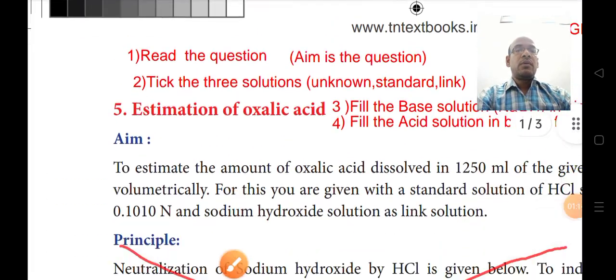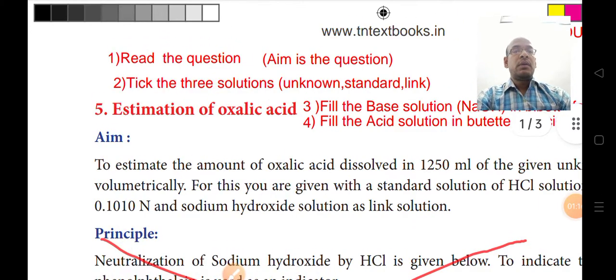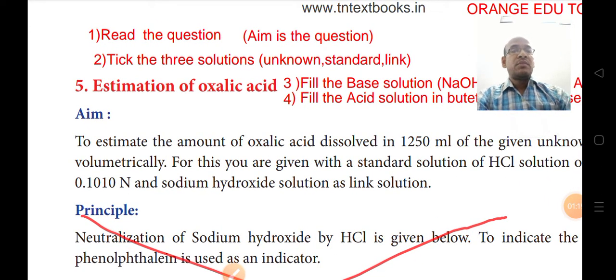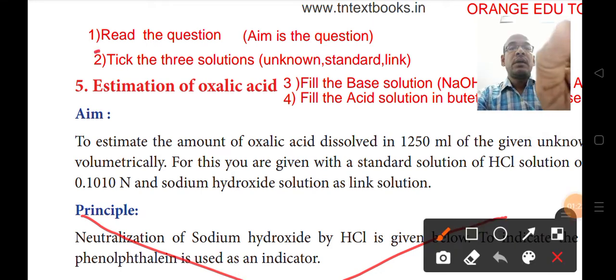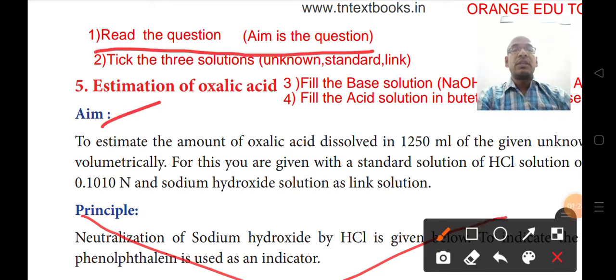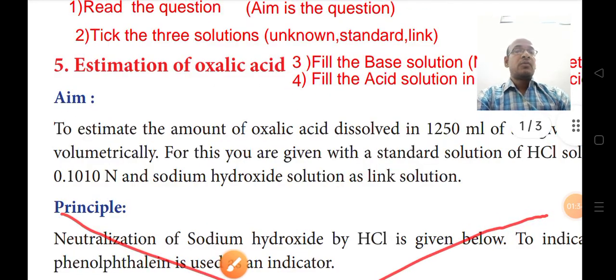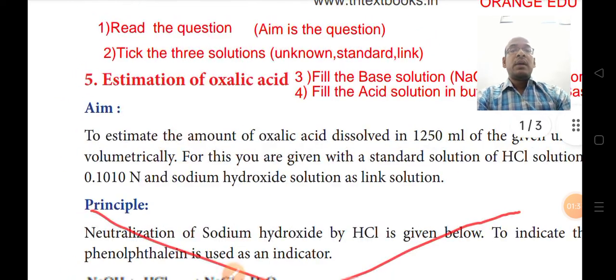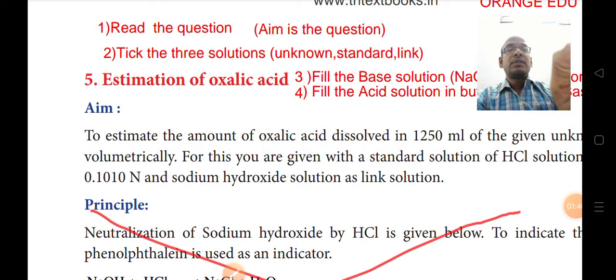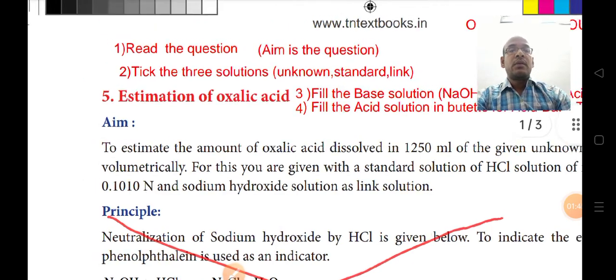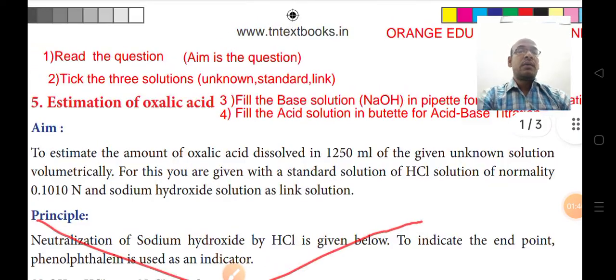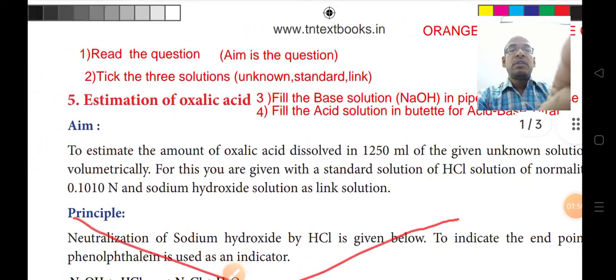Now, in the first point, read the question, where the aim is the question. Second step, tick the three solutions: unknown solution, standard solution and link solution. Now read the question. After reading the question, you tick the three solutions.